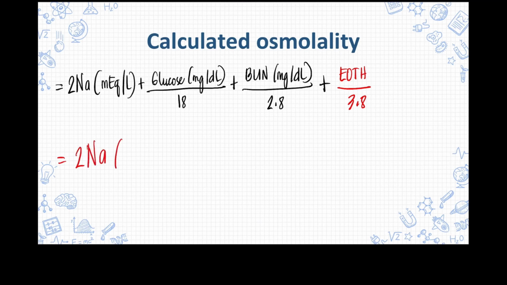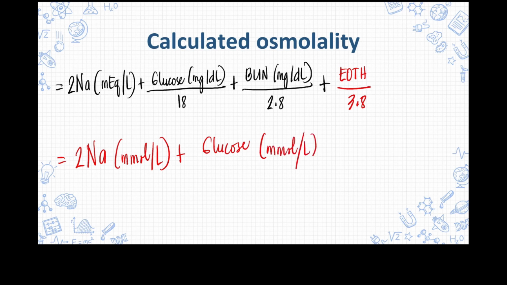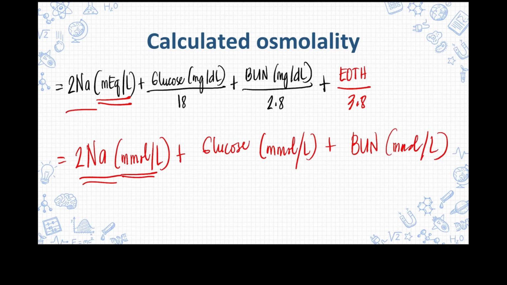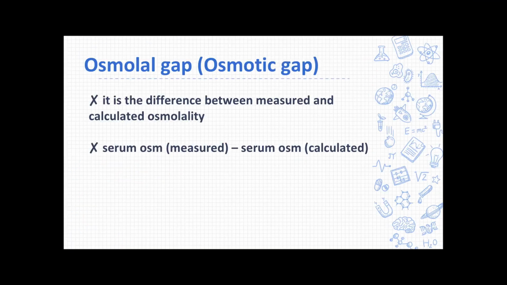So 2 sodium in millimoles per liter added with glucose, which is in millimoles per liter, and also the BUN, which is also in millimoles per liter. So take note, the conversion factor for the conventional and SI unit for the electrolytes is 1. That's why it doesn't change here. So that is the formula for calculated osmolality.